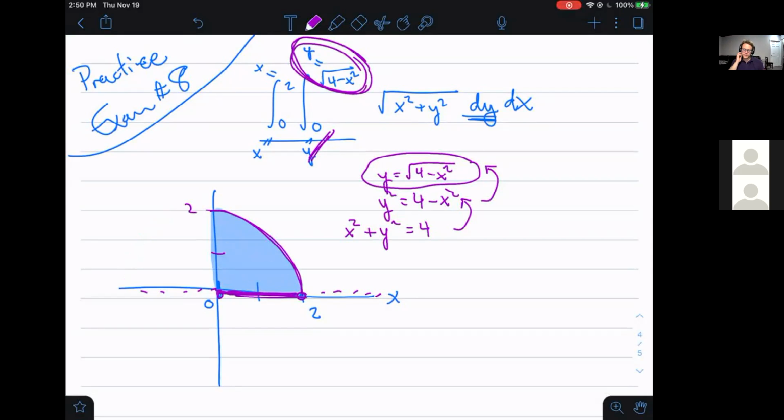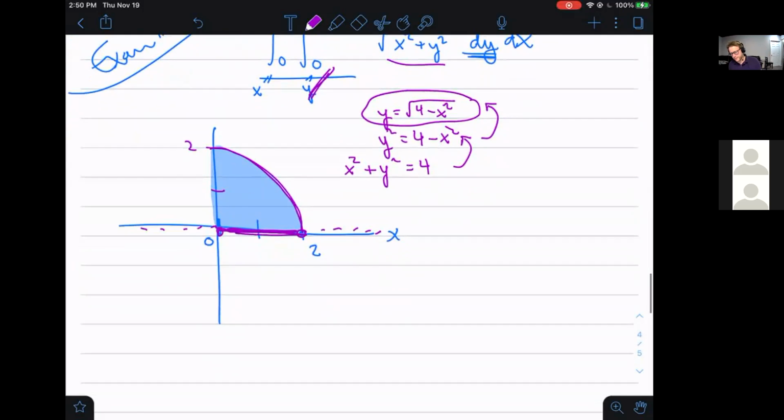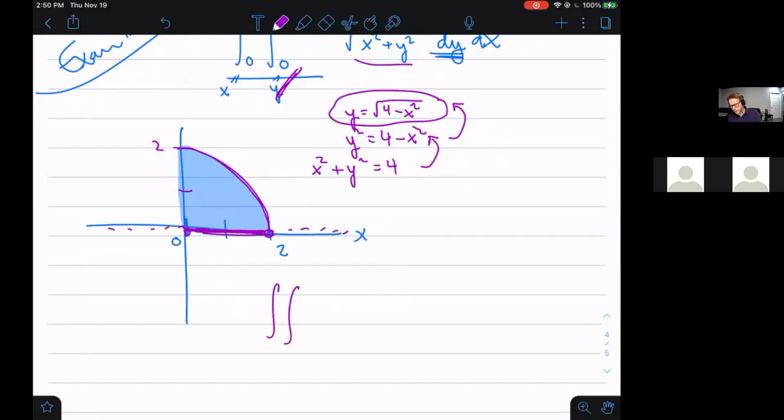Now certainly the function itself is screaming polar. But when you see that your region is also a part of a circle, this is also screaming polar. Because you could have had a situation where maybe this wasn't screaming polar, like x plus y or something like that. But still, when you see your region is a part of a circle, hopefully this is really pushing you towards polar integration. So let's go ahead and set up a polar integral here.